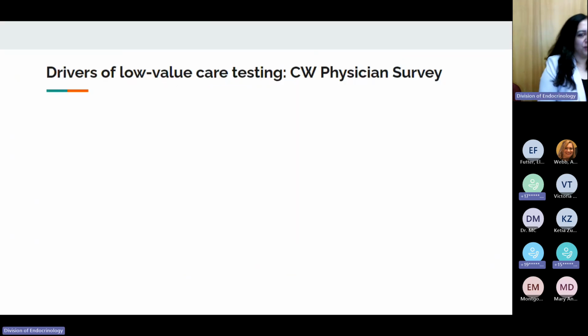What are some of the drivers of low value care testing? So, Choosing Wisely did a physician survey in 2013 before they started their pilot program.